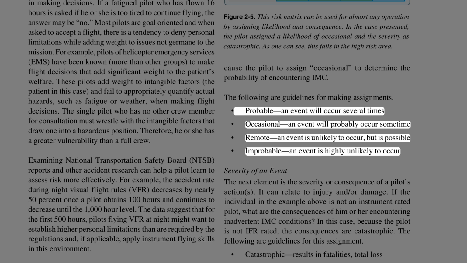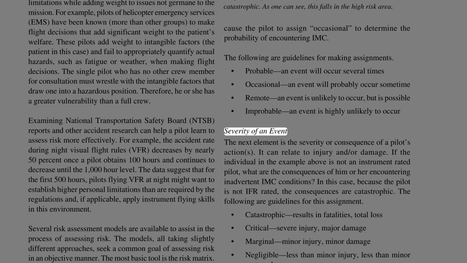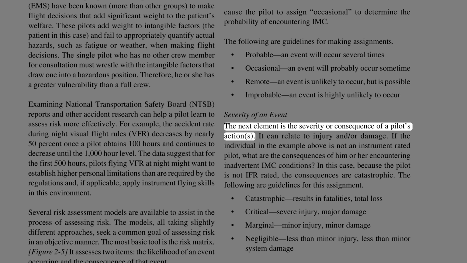Probable. An event will occur several times. Occasional. An event will probably occur sometime. Remote. An event is unlikely to occur, but is possible. Improbable. An event is highly unlikely to occur. Severity of an event? The next element is the severity or consequence of a pilot's action.